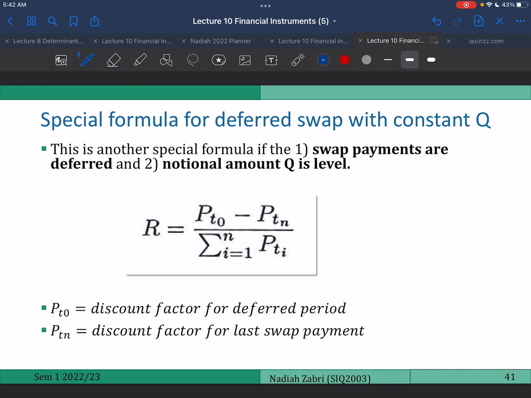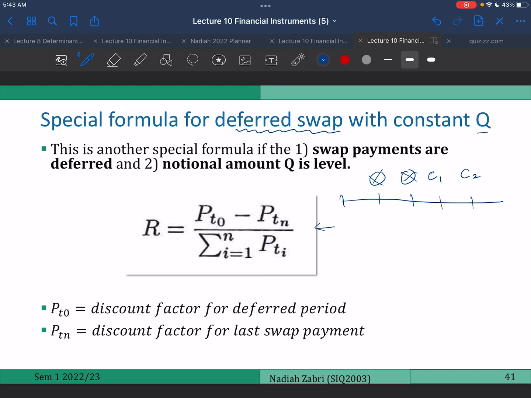So this one, there is a deferment of the swap rate. For example, the total year involved is 4. But the net swap payment, there will be 1 net swap payment here and the second net swap payment here. The first year and the second year, there's no payment. So there is a deferment. Okay, so if there is a deferment, the formula will be different.